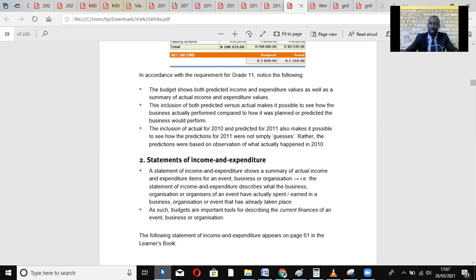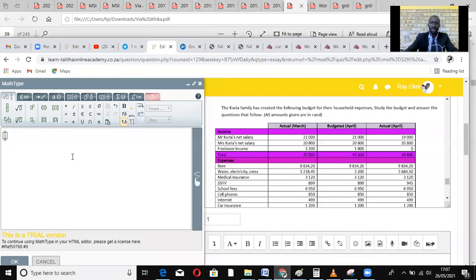Now, when we talk about statements of income and expenditures as the second thing we want to talk about here, okay, now that we are done with this concept of budgets, we now want to look at this concept of statement of income and expenditures. Statement.